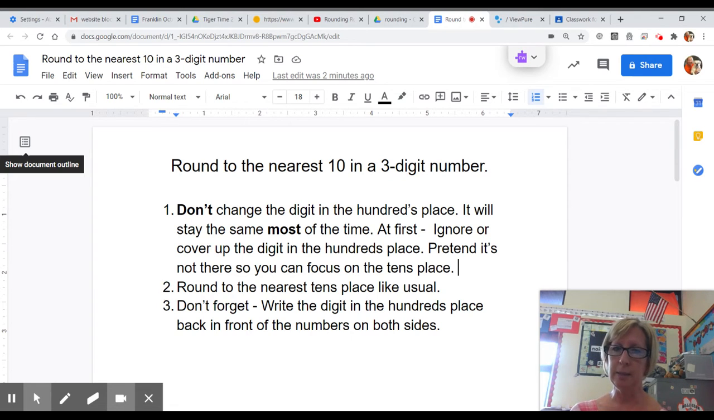The second thing is just round to the nearest tens place like you usually do. And then when you are done rounding to the nearest 10, number 3 says, don't forget to write the digit in the hundreds place back in front of the numbers on both sides. So we're going to practice that.